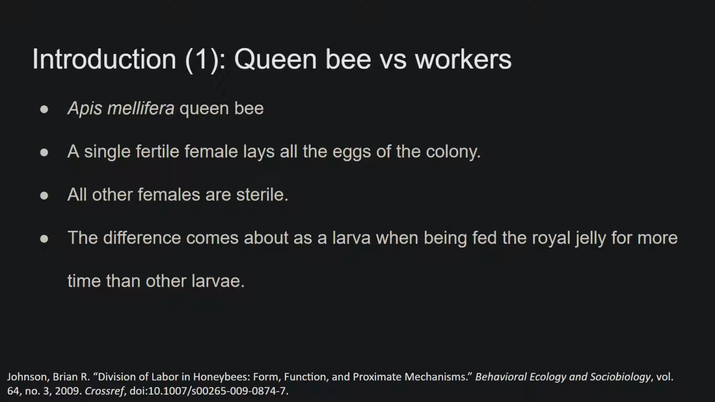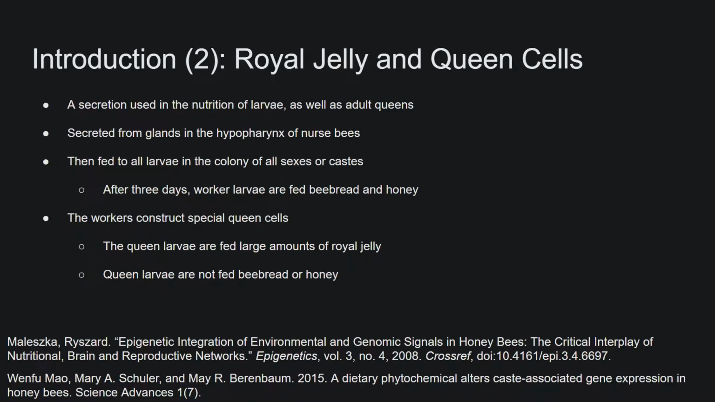The differences come about as a larva when being fed the royal jelly for more time than other larvae. Royal jelly is a secretion that is used in the nutrition of larvae, as well as adult queens. It is secreted from glands in the hypopharynx of nurse bees, and then fed to all larvae in the colony of all sexes or castes.